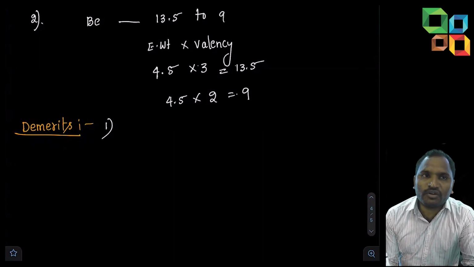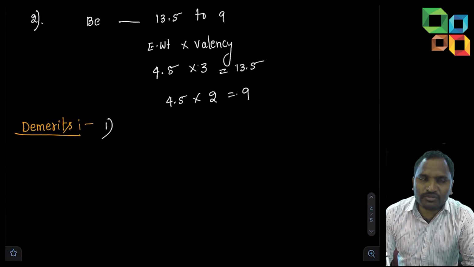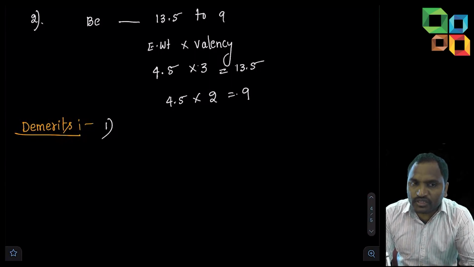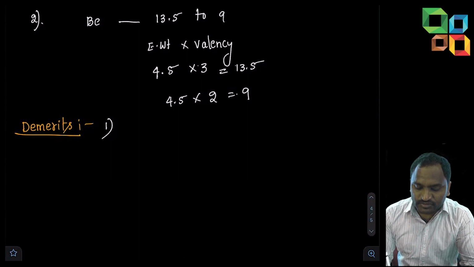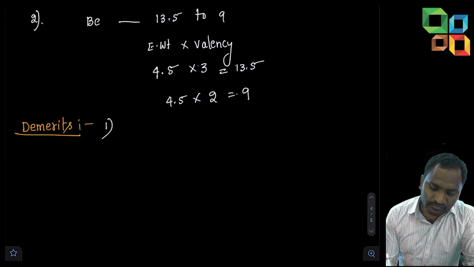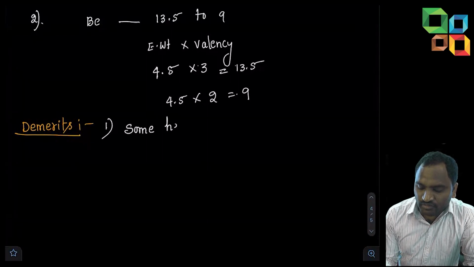Some heavier elements like argon occupied first, then potassium. Argon's atomic mass is around 39.9, potassium's atomic mass is around 39.1. So argon's atomic mass is more than potassium, still it occupies first. So in that case he couldn't follow atomic weight.